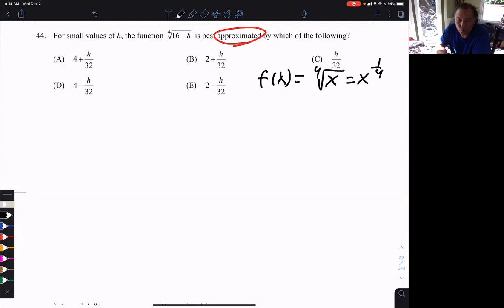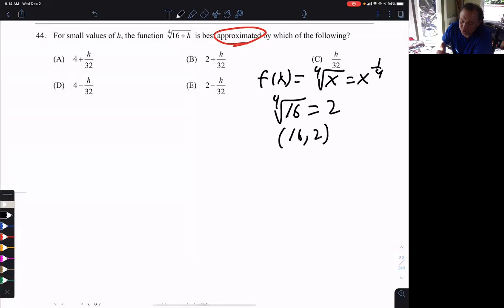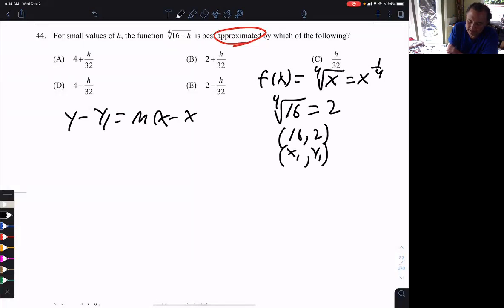Now the next question, where do we draw our tangent line? We learned we want to draw it as close as we can to the point we're approximating. So what number close to 16 plus h do we know the fourth root of? Hopefully you say, hey, I know the fourth root of 16 is 2, because 2 times 2 times 2 times 2 is 16. So the point of tangency would be 16 comma 2. That's my x1, y1. And so my tangent line, my equation, my line that we've done all year is this.